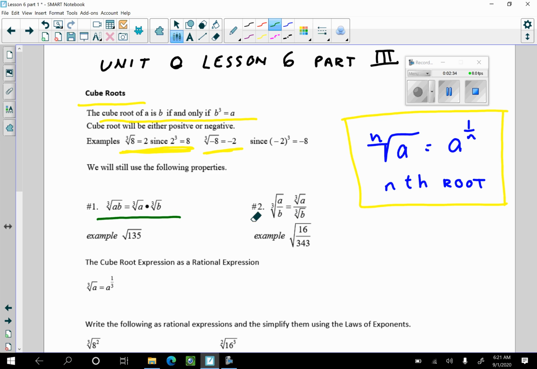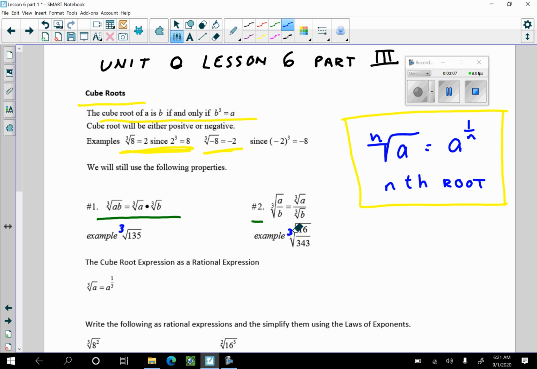And then property 2 is that the cube root of a fraction is the cube root of the numerator divided by the cube root of the denominator. And the first thing we want to point out is the typo in these examples. This is the cube root of 135 and the cube root of 16 over 343. So for the cube root of 135, I need to find, does 135 have any factors that are cubed?